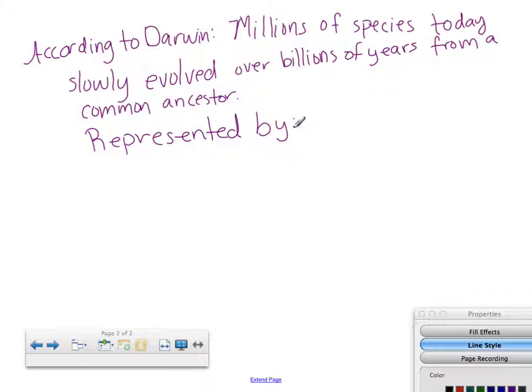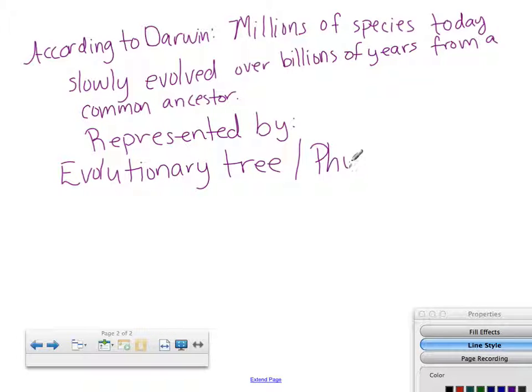Now, remember when we looked at the evolution of the video game consoles? At the last end, we saw something that looked like a what? Something that looks like a tree. So this is represented by an evolutionary tree. It's also known as, make sure you're all caught up, a phylogeny tree, or it's called a phylogenetic tree. It also can be called a cladogram.